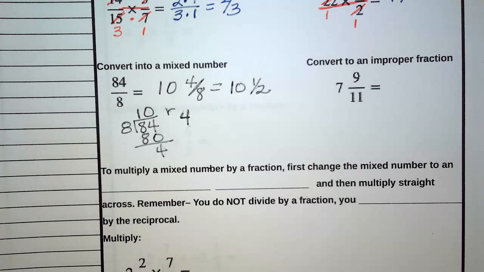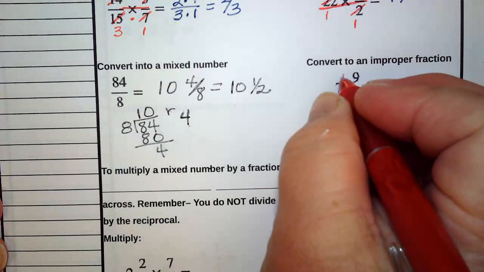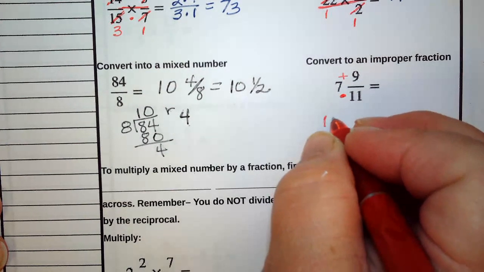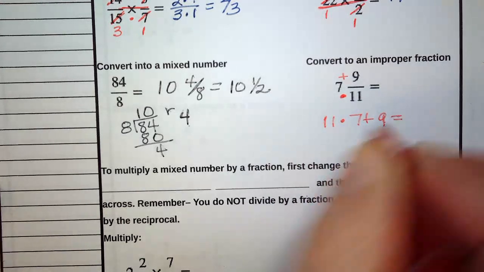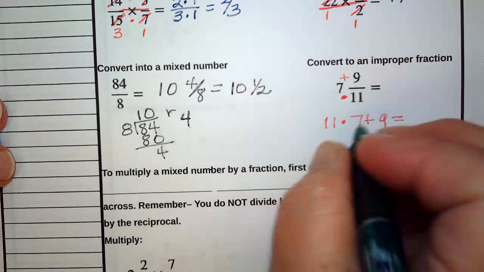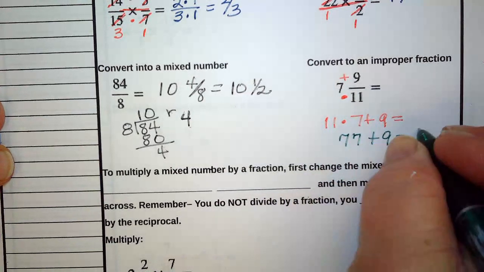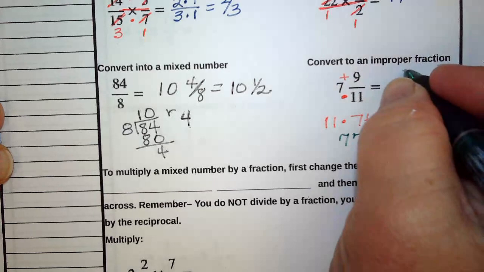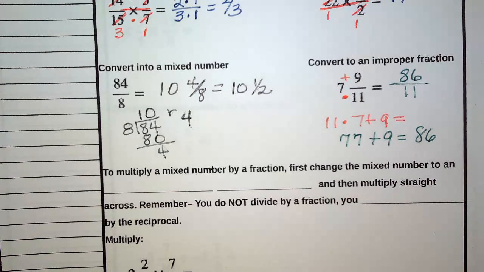Next one is the one that I really like to do, and that is changing a mixed number to an improper fraction. First you multiply, then you add. So I've got 11 times 7 plus 9. 11 times 7 is 77, plus 9 will give me 86. This becomes 86 over 11.